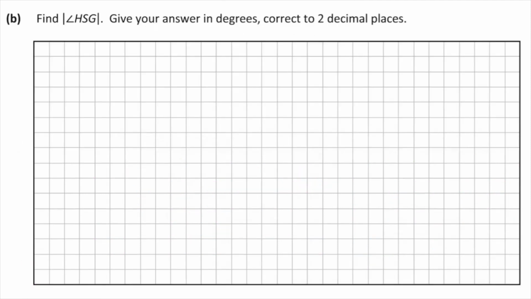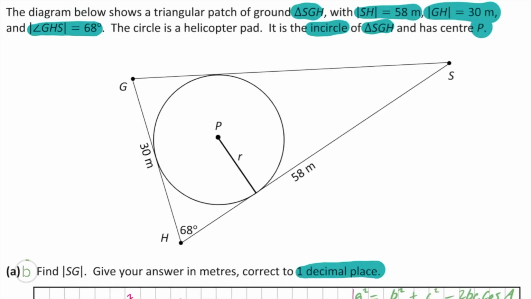So the next thing we're asked to do is find the angle HSG, correct to two decimal places. If we look at our diagram, that is up here. So given what we have, which is an angle and three sides, because we found GS to be 54.4, we can use the sine rule to put the sine of 68 over 54.4 equal to the sine of our unknown, which we're going to call x, over 30 over here.